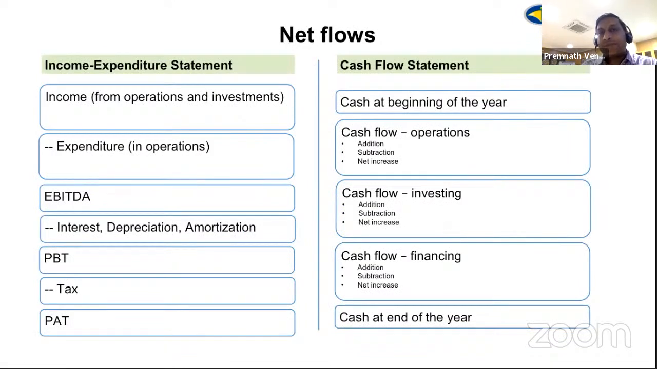Now you could think of these, so that you saw two statements which were of the nature of a movie, right? Which are with time. It was for a fixed duration for one whole year, from say 1st April to 31st March. So these are the two statements: income expenditure statement and the cash flow statement. So how do they look?